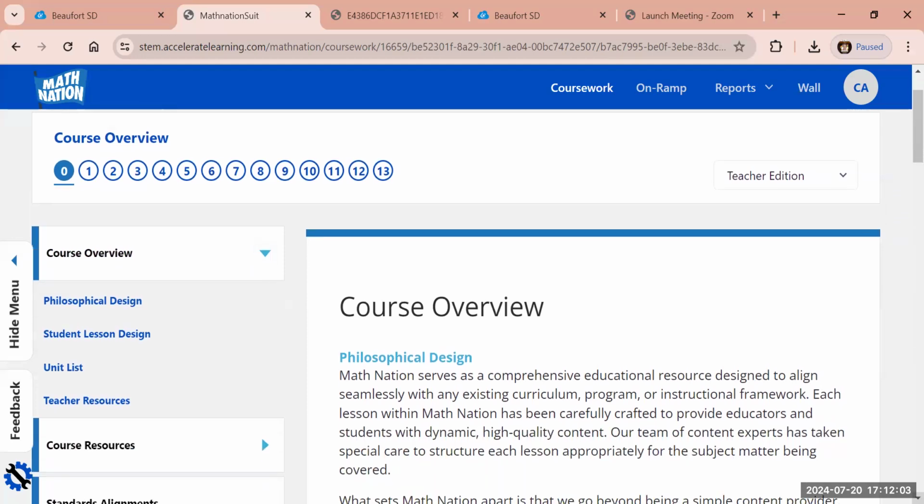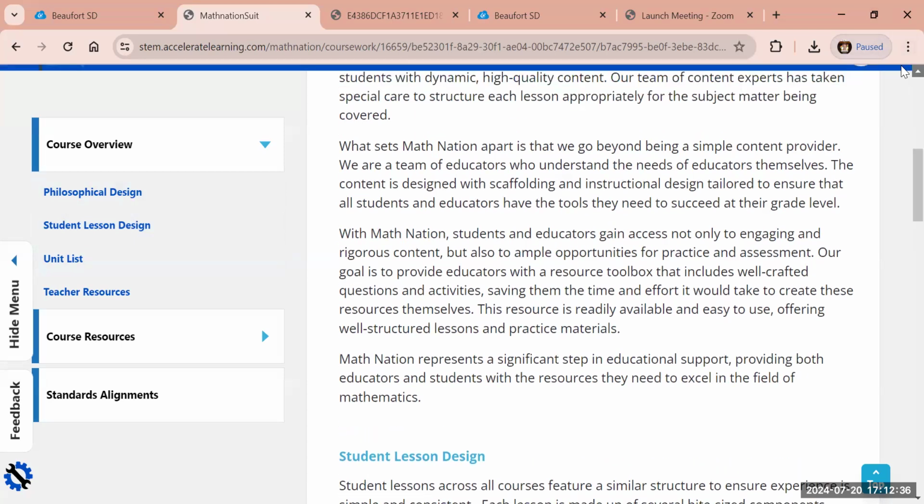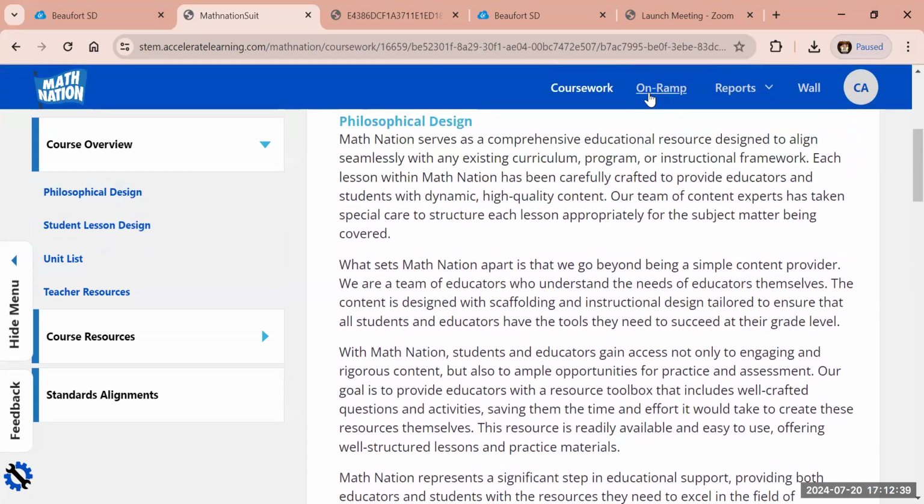So take note of it. The course overview takes you through everything that you will do within the school year. Then we have the units list, the teacher resources, the course resources, and the standard alignment. Philosophical design, you have the student lesson design. That is so good. We have the coursework, we have the ramp. Then we have reports, which we don't need right now.